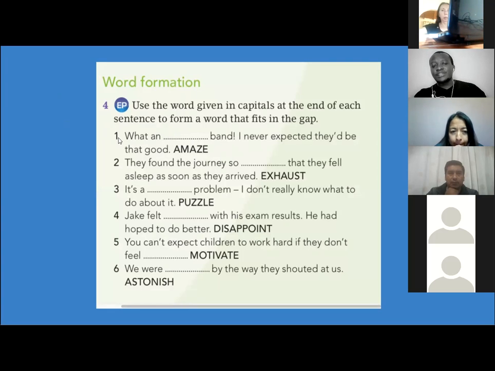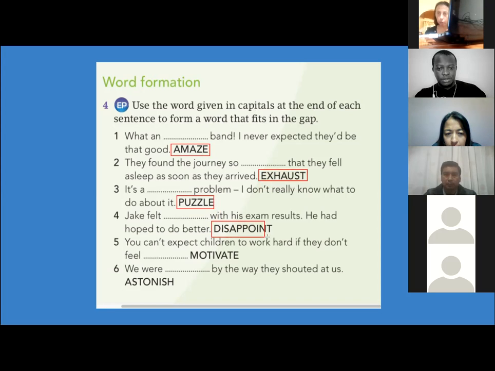So I need someone who has not participated yet to participate here. Let me read the instructions. Use the word given in capitals at the end of each sentence to form a word that fits the gap. We are going to get one of these words here, then we modify the word into an ed or ing adjective. So that's what we are going to do. I need someone who has not yet participated to help us with question 1.